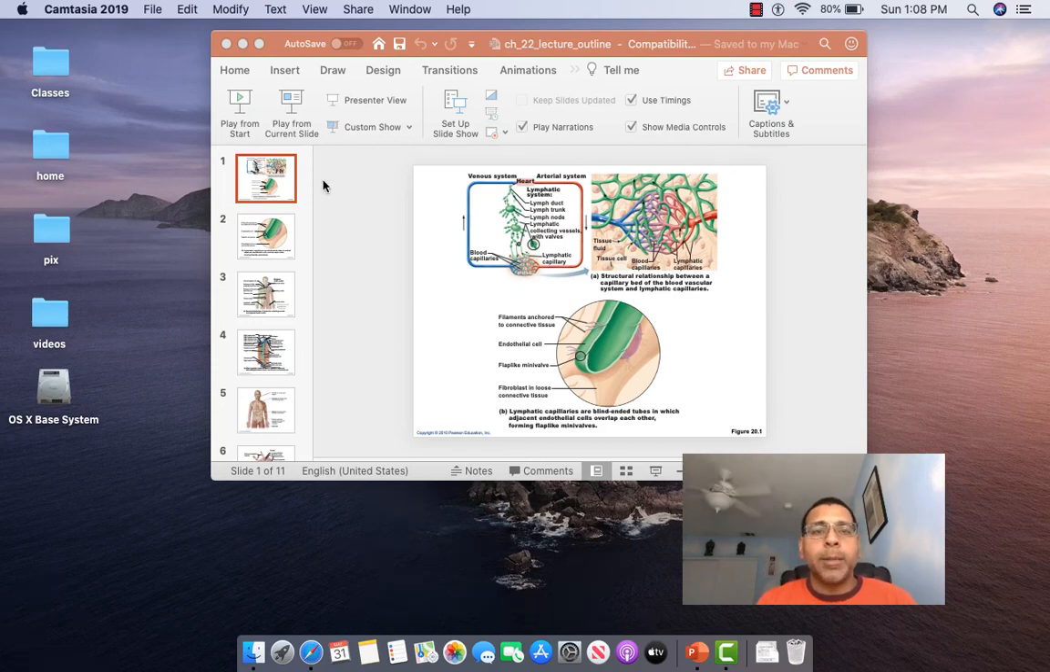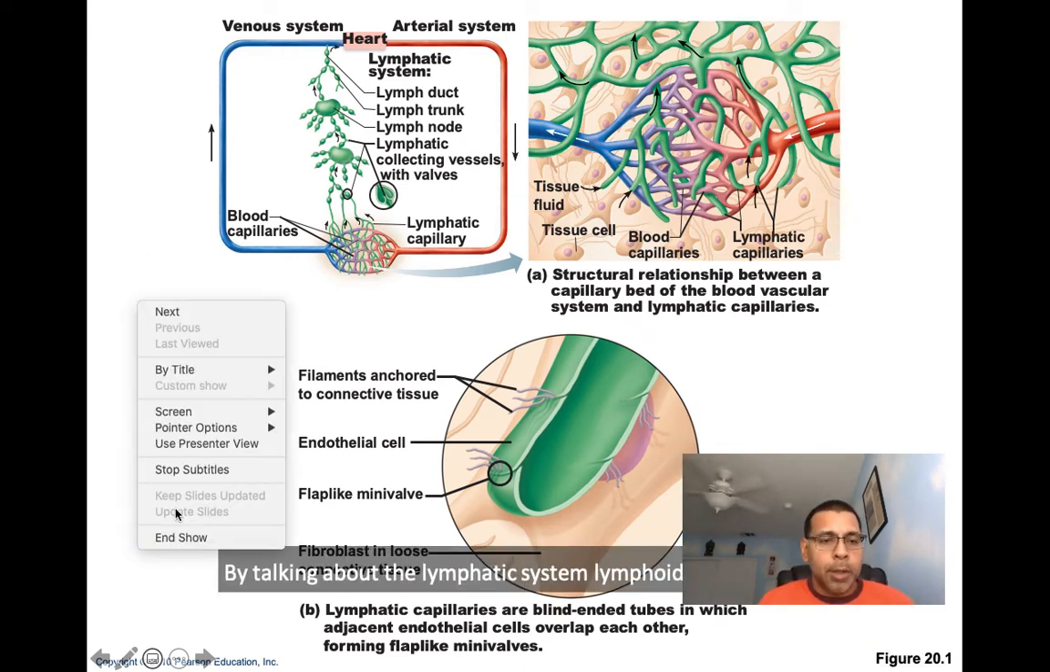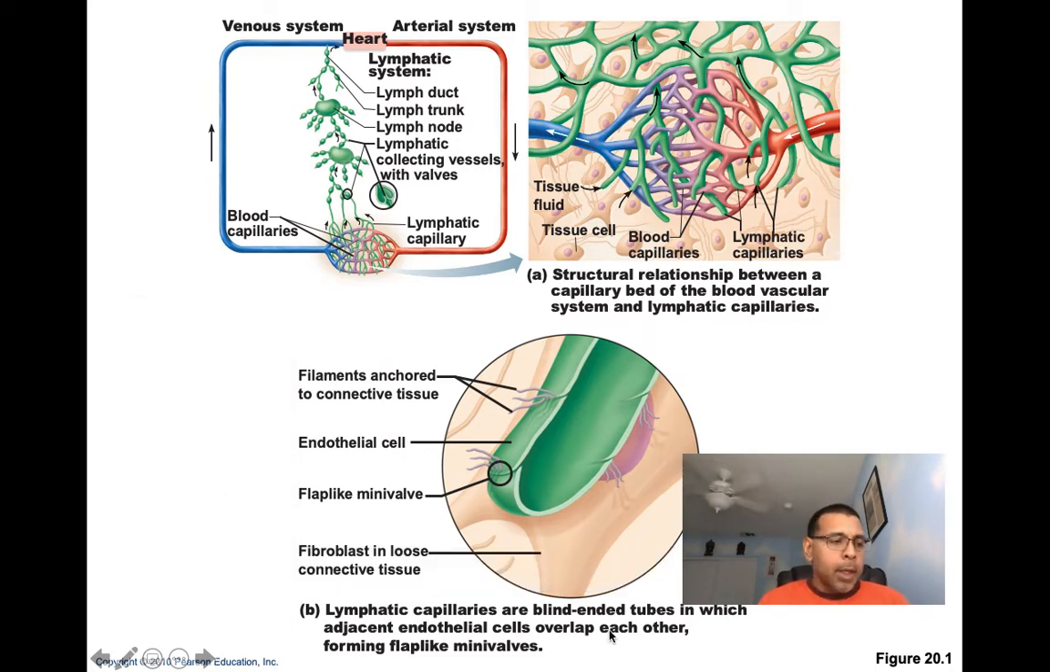Hello and welcome. Let's start today by talking about the lymphatic system, lymphoid organs, and tissue. So here when we talk lymphatic system, first we'll mention the components and the functions of the lymphatic system. We'll check them out real quick.